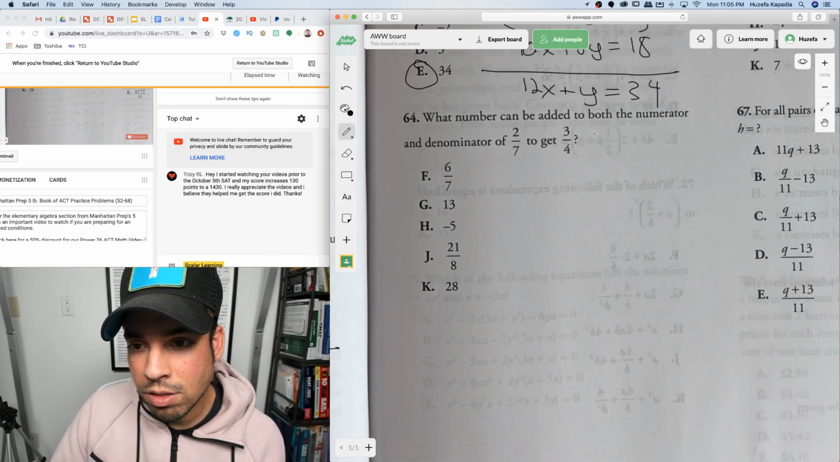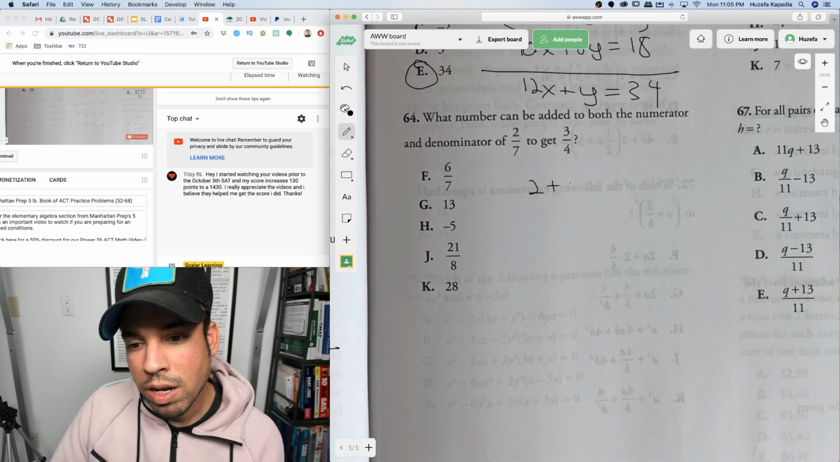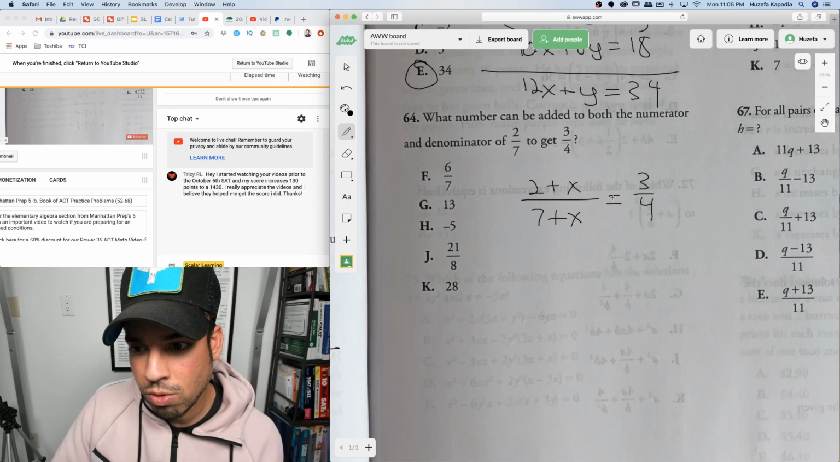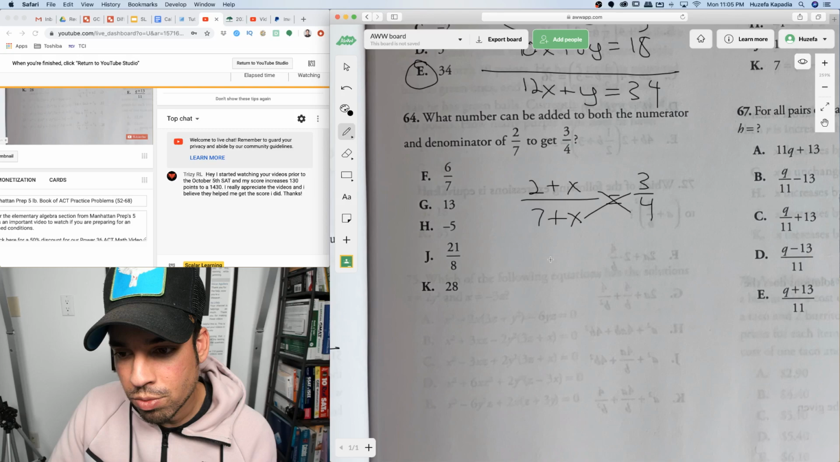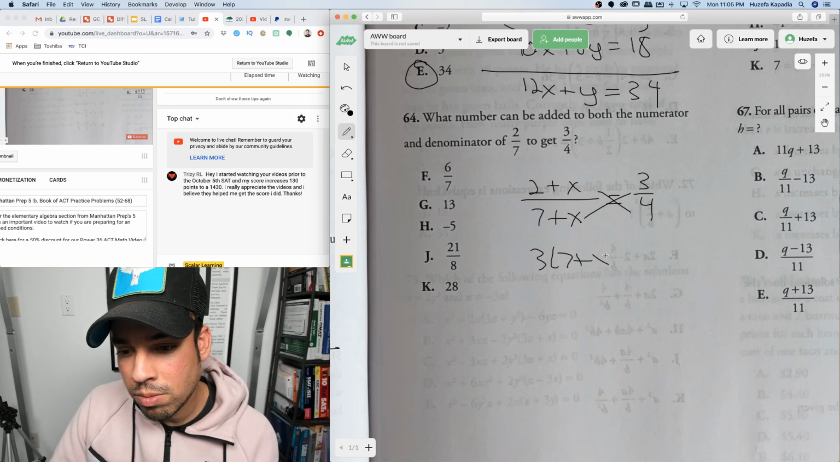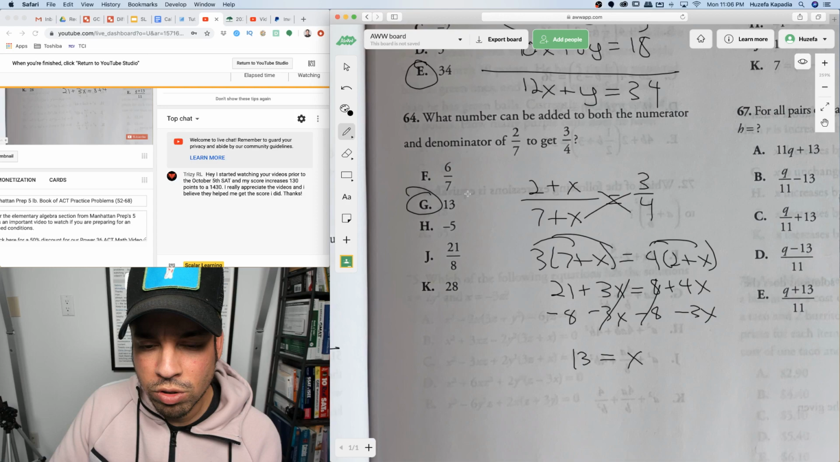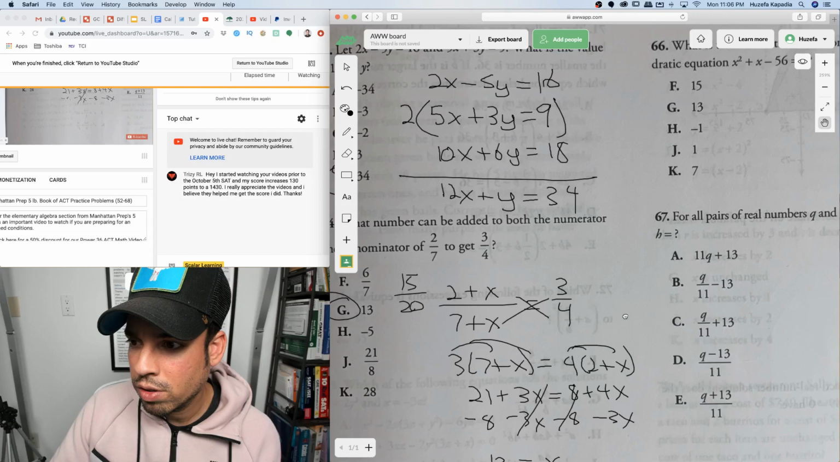Okay, what number can be added to both the numerator and denominator of 2/7 to get 3/4? So this is a great question where, hey, what can be added to the numerator and denominator, same number though, to equal 3/4? And there I just set up an equation. Now we solve for x, right? Cross multiply. 3 times 7 plus x equals 4 times 2 plus x. Distribute. 21 plus 3x equals 8 plus 4x. Subtract 3x, x is 13. 2 plus 13 is 15, 7 plus 13 is 20, and that reduces to 3/4. We're good.